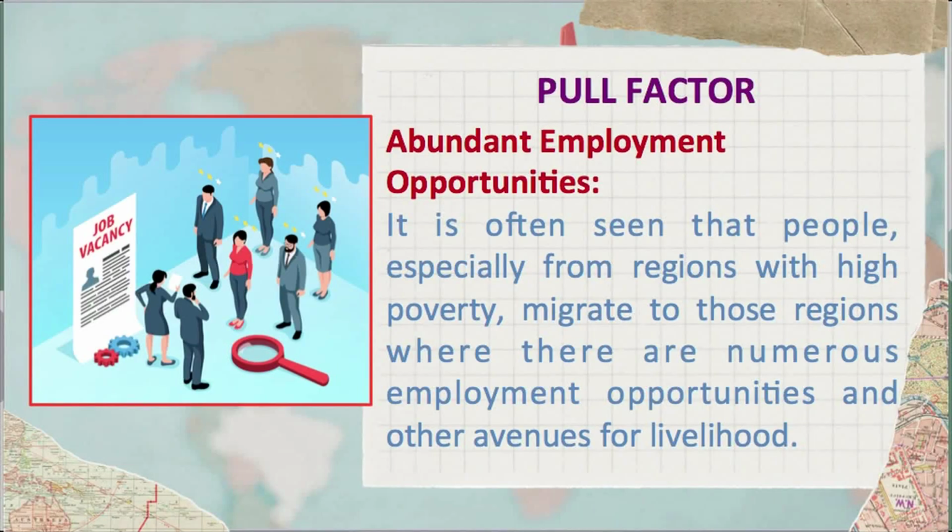It is often seen that people, especially from regions with high poverty and lack of employment opportunities, migrate to those regions where there are numerous employment opportunities and other avenues for livelihood. Employment opportunity, therefore, is a strong pull factor in migration. Large-scale migration takes place to those regions which are known as industrial hubs and which have abundant employment avenues.